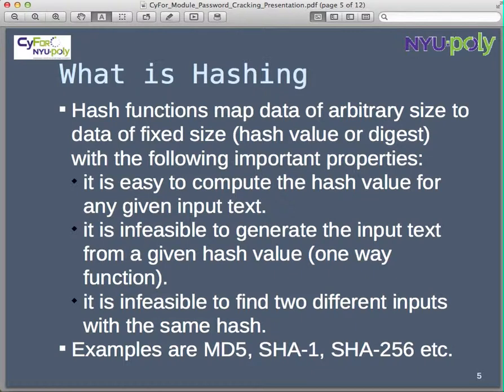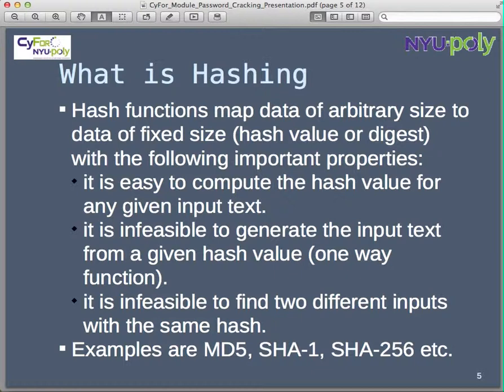So what is hashing? Hash functions, in simple terms, are one-way functions. Hash functions take a variable size input and map them to a fixed size output, which is also known as the hash value. Hash functions have some interesting properties.